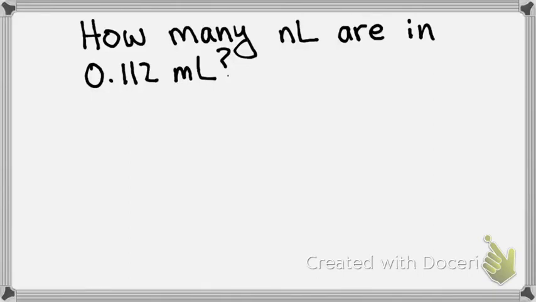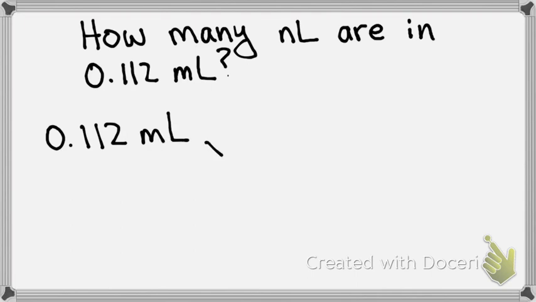All right, so we want to look at a simple unit conversion problem, and for this one we want to convert 0.112 milliliters to nanoliters. My advice on this is to take a two-step process. First, of course, we want to start with what we know, and we know that we have 0.112 milliliters.